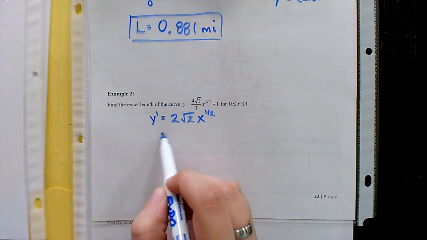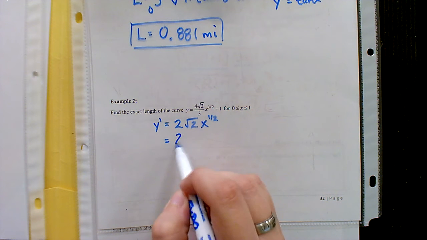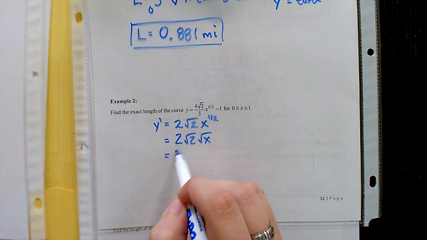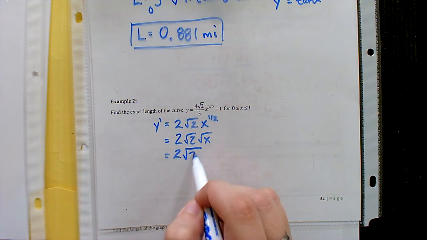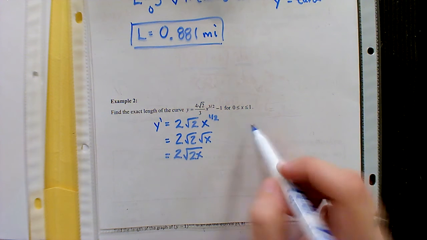That looks a little weird. Can we rewrite that anyway? 2 square roots of 2, x to the 1/2. What does the power of 1/2 mean? Square root. So we essentially have square root of 2 times the square root of x, which we could rewrite as the square root of 2x. You can multiply those quantities together. Alright, so there's our derivative.